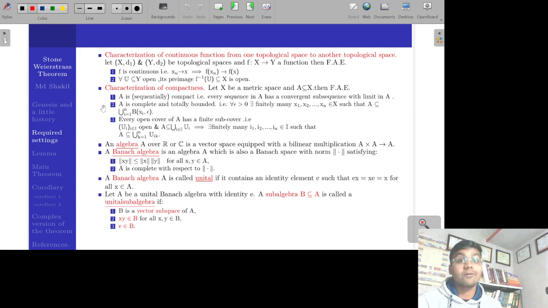Then we take a finite number of balls which has the infinite points. So at least one of them will contain infinite points, because we cover by a finite number of balls and there are infinite points. So one of them should contain infinite points, otherwise it will not cover.